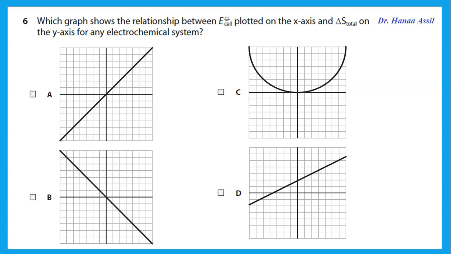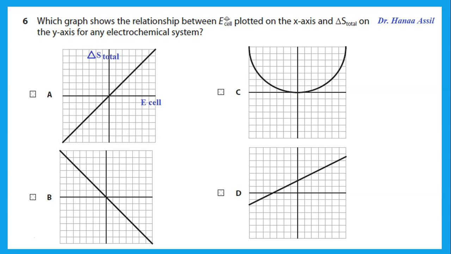Which graph shows the relationship between E cell plotted on the x-axis and delta S total on the y-axis? Remember that the more positive the delta S total, the more positive is the E cell, so it's actually a direct proportionality. So this would be the graph between the E cell and the delta S total.